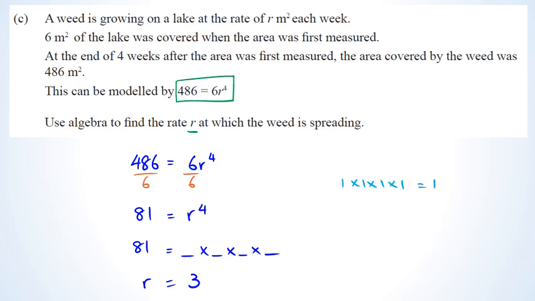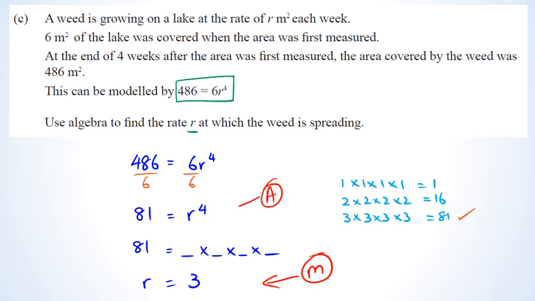1 times 1 times 1 times 1, that's 1. 2 times 2 times 2 times 2, that's 16. 3 times 3 times 3 times 3: 3 times 3, 9. 9 times 3, 27. 27 times 3, 81. So this is what you're looking for. In terms of grades for this question, guys, you're looking at a merit if you solve this, achieved if you can get it up to this end here. Cool. Next question.